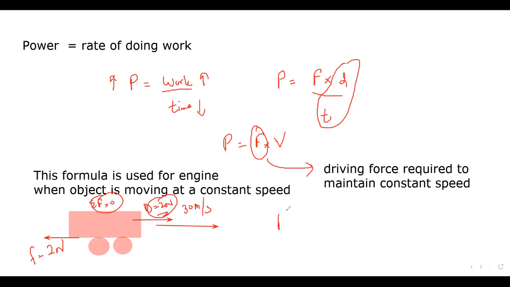So when we want to calculate the power, the force needed to maintain a constant speed multiplied by the speed, so it will be 60 watts. So the power generated by the engine is 60 watts. This is the formula which we normally use for engines. Is it clear? This is the second formula for power.